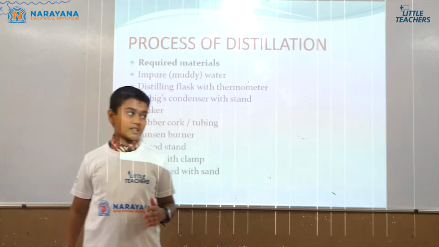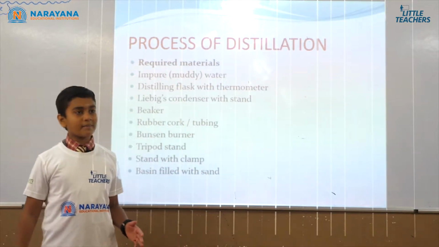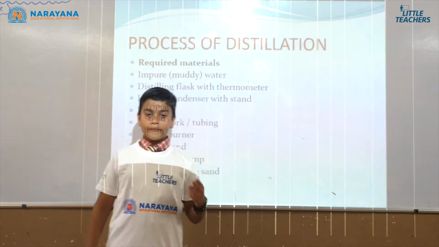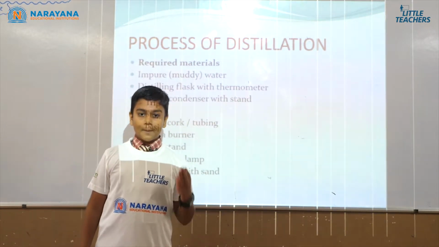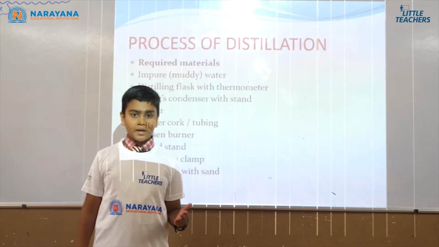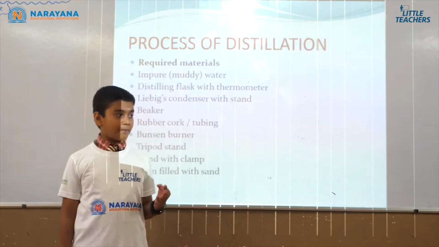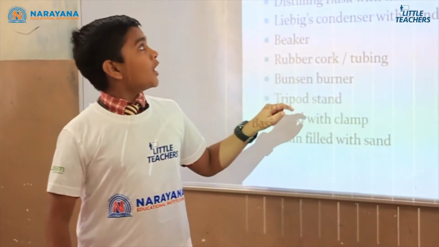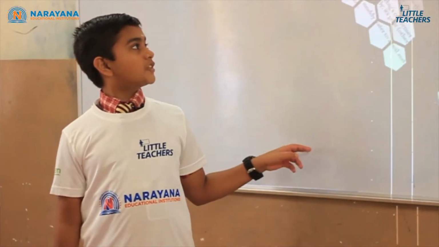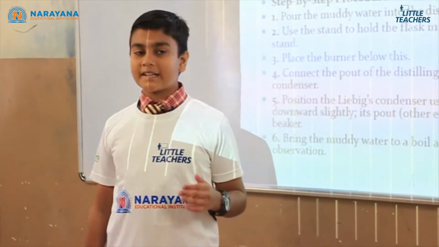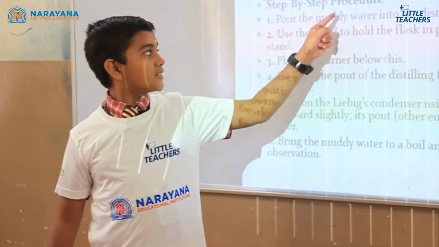Now let's see the brief explanation about distillation. Required materials: impure muddy water, distilling flask with thermometer, Liebig condenser with stand, beaker, rubber cork or tubing, Bunsen burner, tripod stand, stand with clamp and basin filled with sand. Now let's see the procedure of distillation. Estimated experiment time is approximately 2 hours. Now let's see the step-by-step procedure.